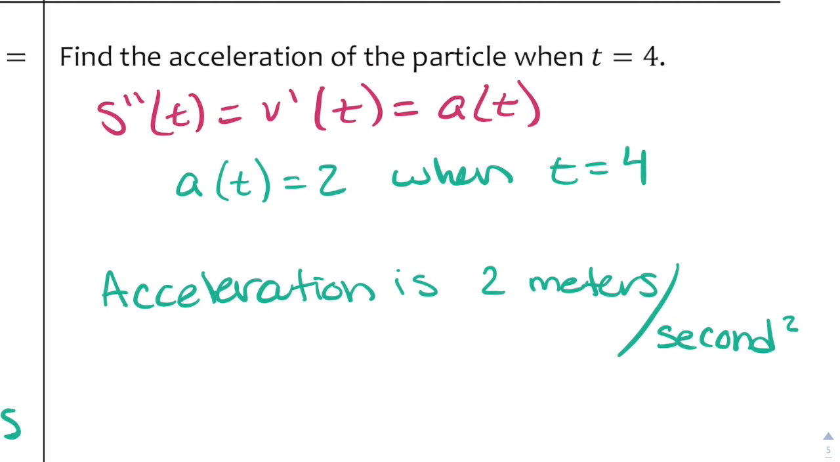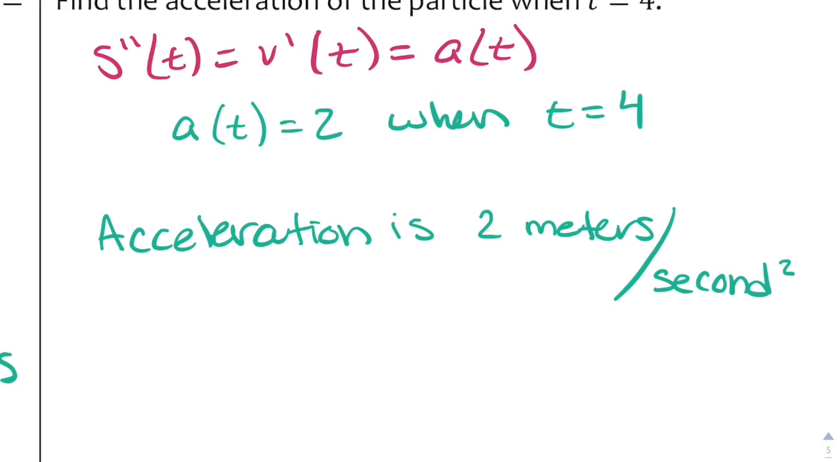Find the acceleration of the particle when t is 4. So we derive it twice, we get 2. There is nowhere we can substitute in. So if you look at this, if we write a of 4, we still get a result of 2. There are no t's left over. So the acceleration is always 2 meters per second squared. The rate of change is changing at 2 meters per second for every second. So 2 meters per second, or per second squared.